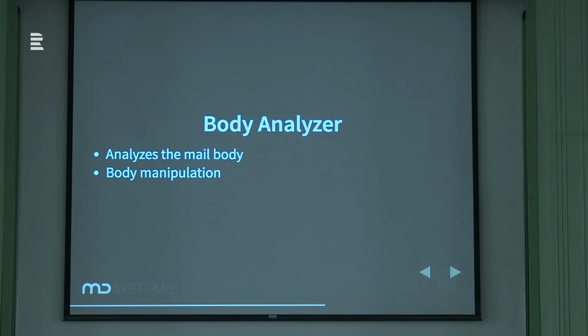The body analyzer is another simple one. It identifies the mail body. For instance, after the footer, we can be sure there is a mail body. Then we can do some kind of manipulation there.